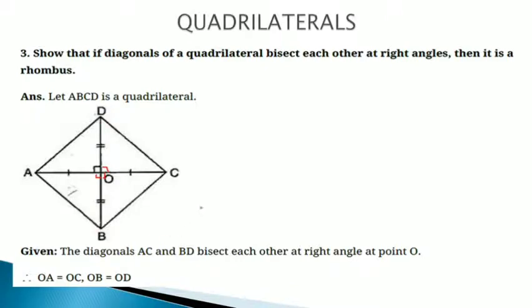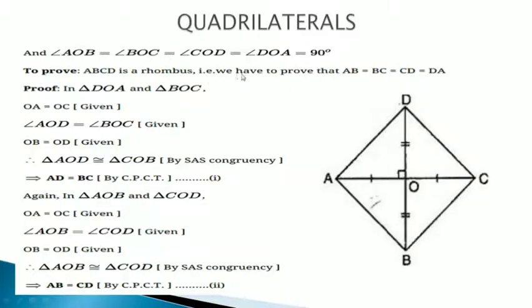Now let me focus on proving that it is a rhombus by proving that all the four sides are equal. This property we have, this result we have obtained by this statement that diagonals bisect each other. Now we have to show that all the four sides of this quadrilateral are equal. Now what we have done, first of all we have taken triangle DOA, this triangle, and triangle BOC, this triangle. These two triangles we have taken and we are going to prove them congruent.